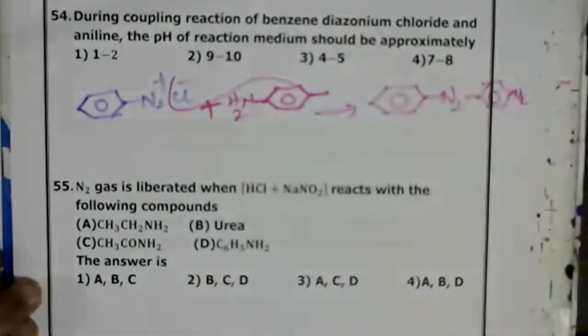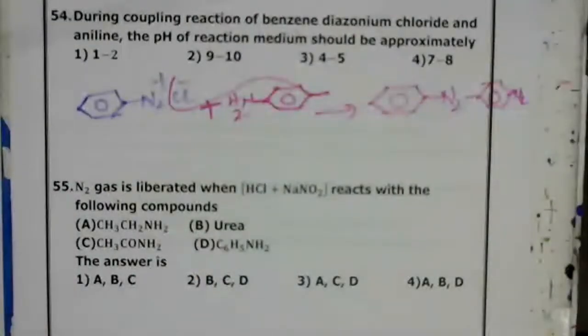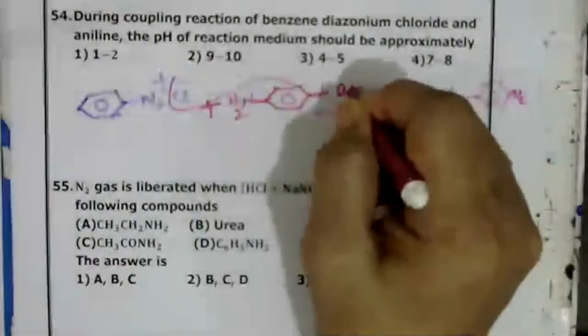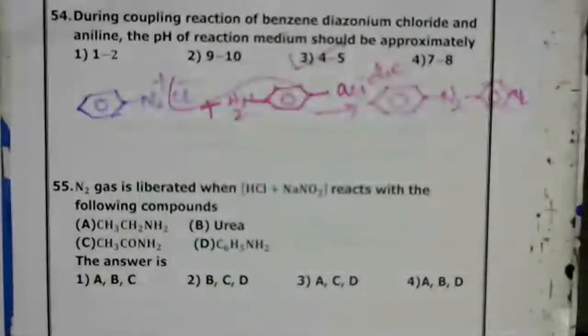Remember one thing, whenever we take the coupling reaction of benzene diazonium chloride with aniline, aniline is a base. The medium should be maintained as acidic. And acidic range is what, children? From 4 to 5.